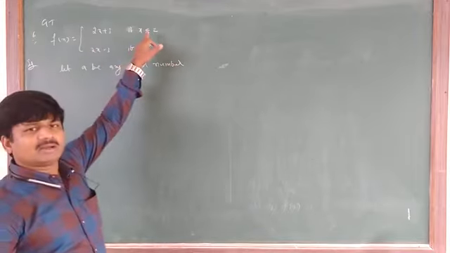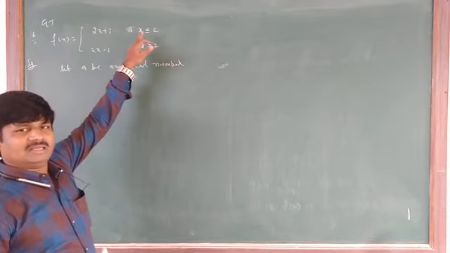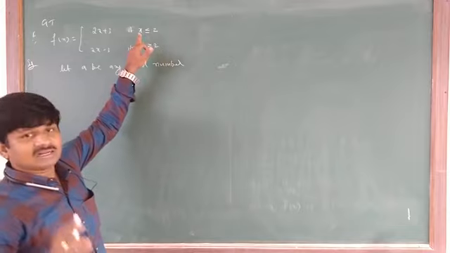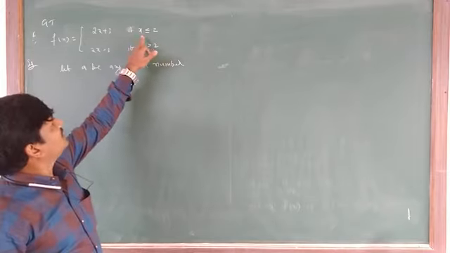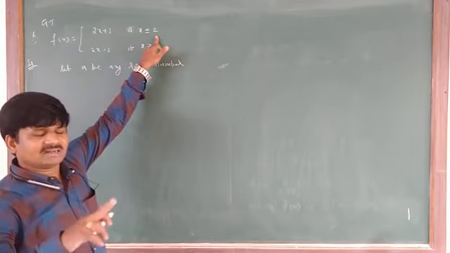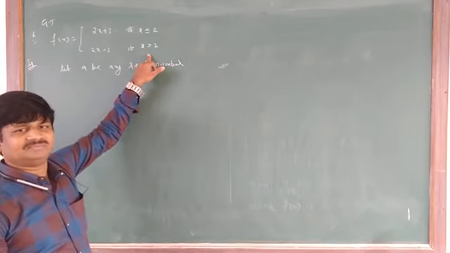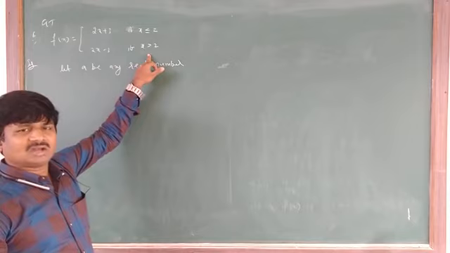So we have to take below 2. All real numbers below 2 we have to check, and at x equal to 2, that means the real number equal to 2, and real numbers above 2 we have to check. Are you understanding or not?